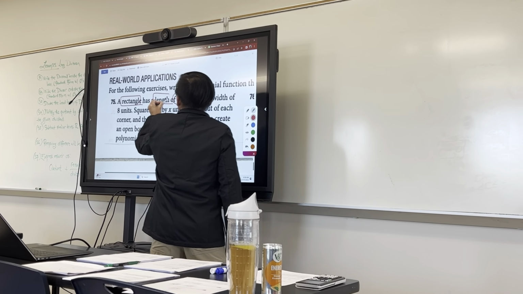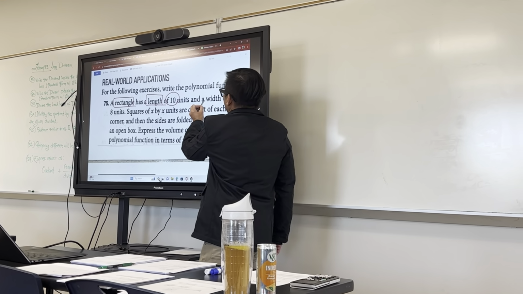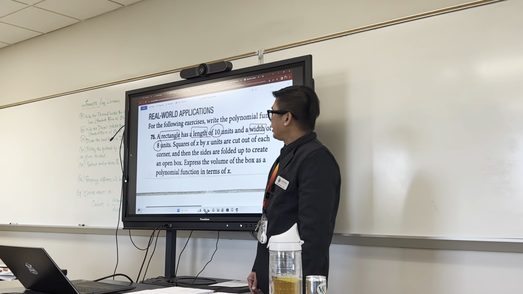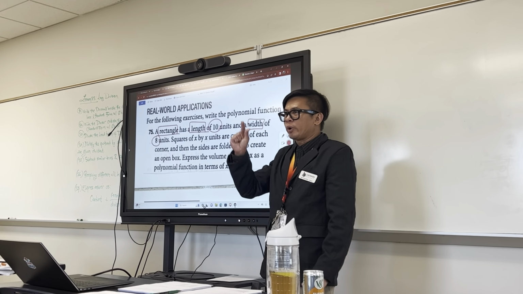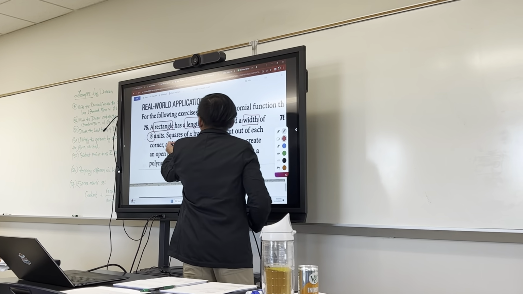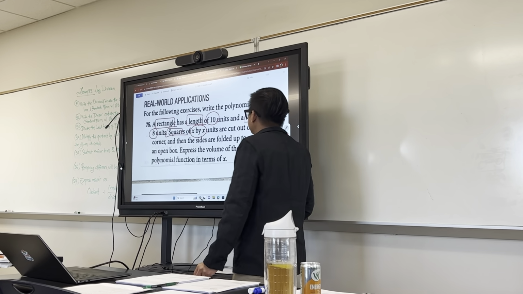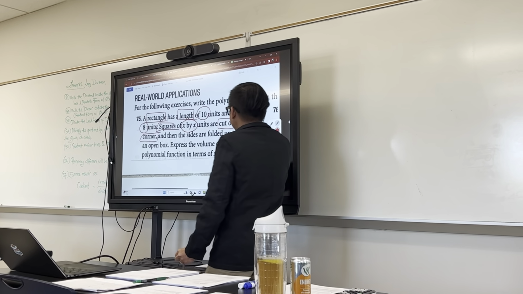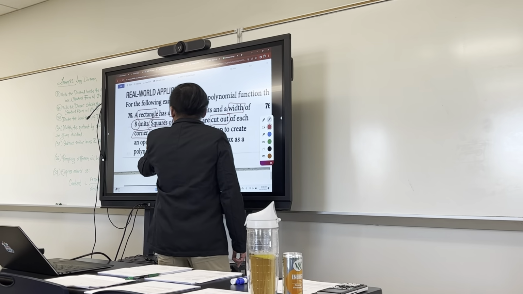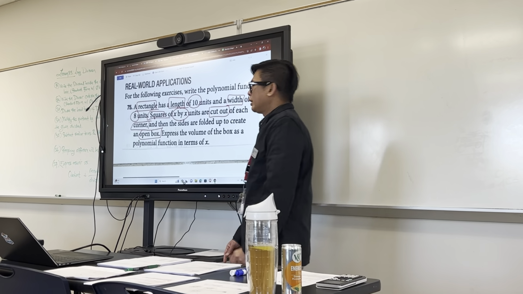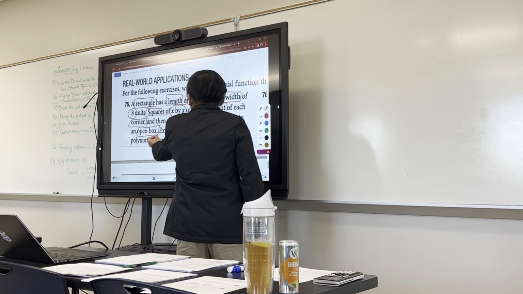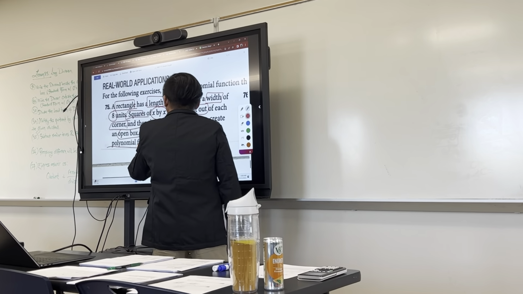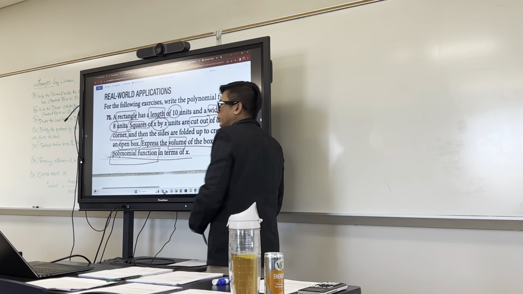10 units is the length. 8 units is the width. And then on this paper, you have to cut out squares on the corners. And what dimension will that be? X by x units are cut out of each corner, right? And then the sides are folded up to create an open top box, right? The question now is to express the volume of the box as a polynomial function in terms of x.